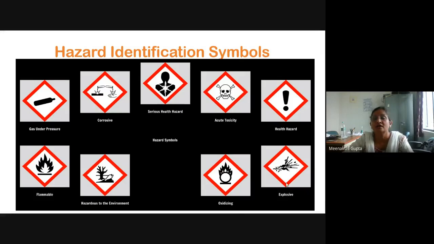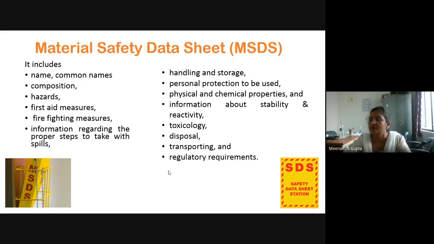Then they can be toxic. Some are carcinogenic, some are mutagenic, some are very toxic. Basically this information is displayed over the label also. Some are highly flammable, a few of them are hazardous to the environment, some are oxidizing, and some are explosive. Usually these symbols are indicated over the label of the chemicals.